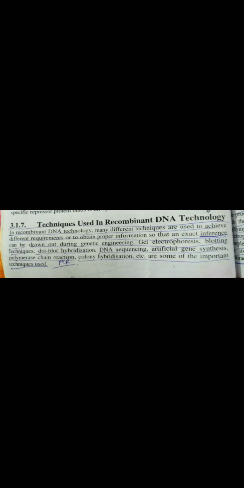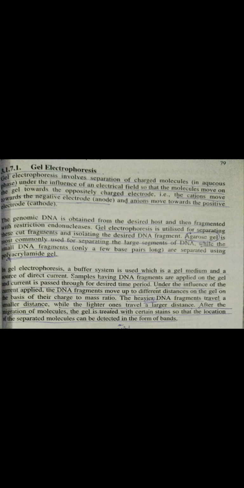Techniques that are used in rDNA technology. Different techniques are used to obtain the proper information during the genetic engineering process. Techniques like gel electrophoresis, blotting technique, dot blot hybridization, DNA sequencing, and PCR, which means polymerase chain reaction, are used. Starting with gel electrophoresis, it involves the separation of charged molecules under the effect of an electrical field.